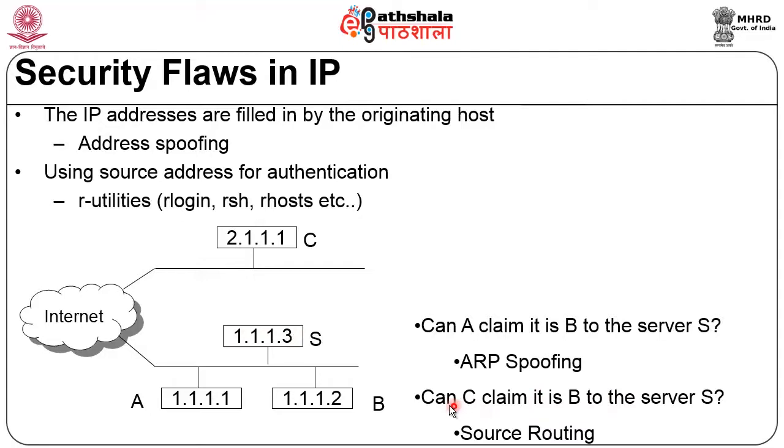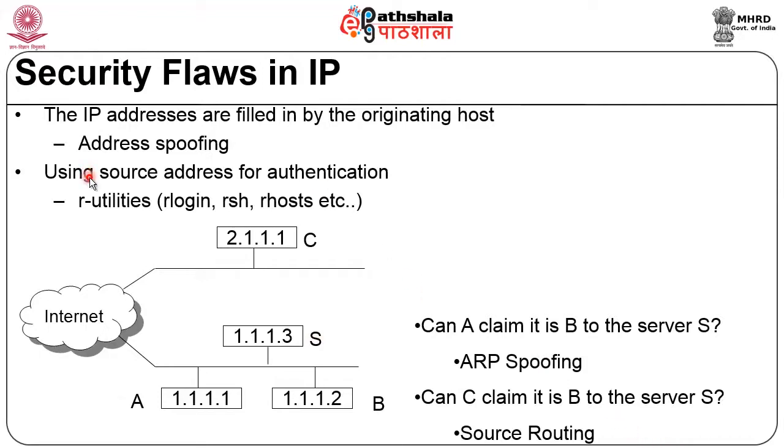And similarly, how can C claim it is B to the server? It is again source routing, which is happening at the routing level, because C and S are located in a different network, while A, B and C are in the same network. How can A say that I am B with the help of IP spoofing? And meanwhile, how can C claim that I am B with the help of source routing? That is a kind of routing attack.